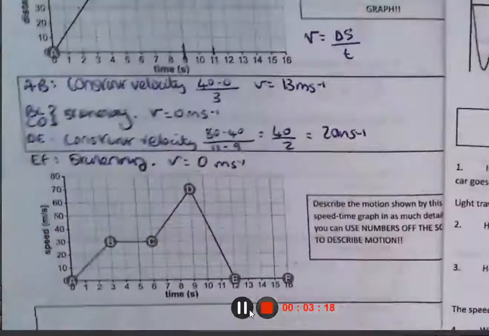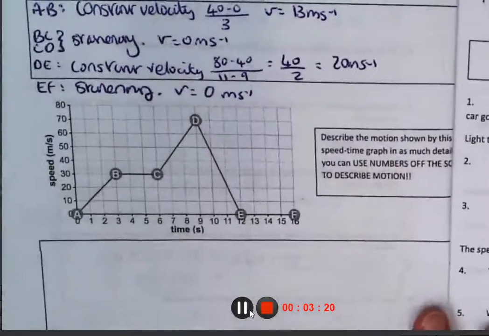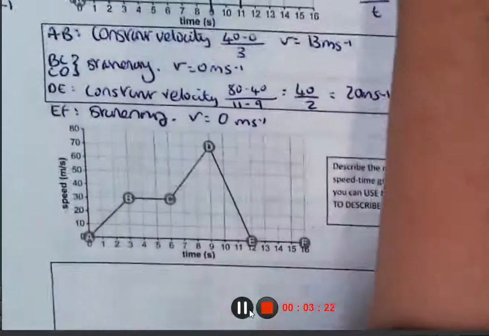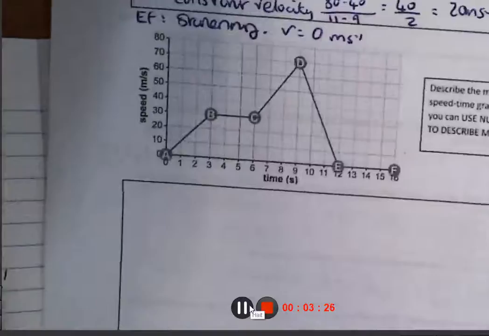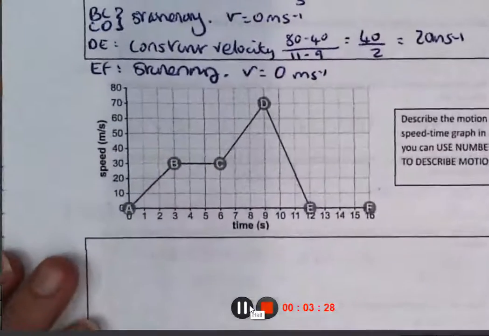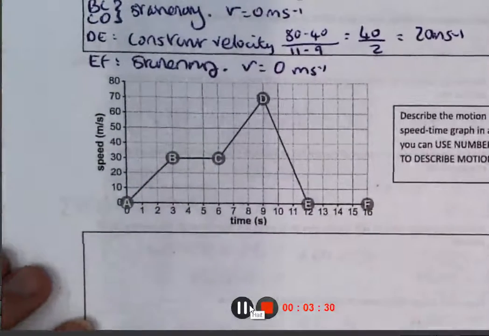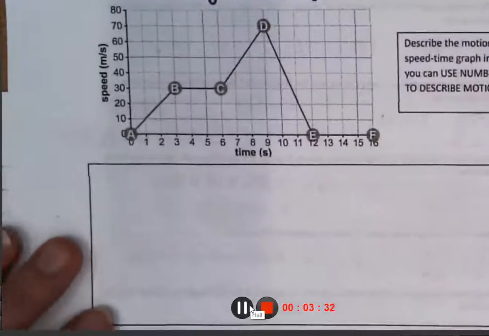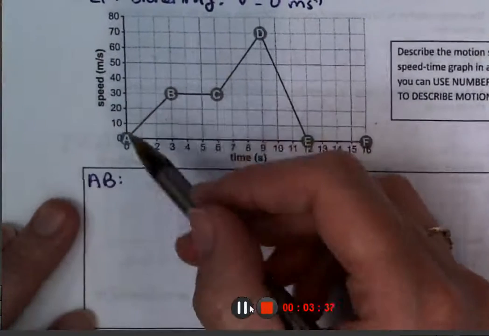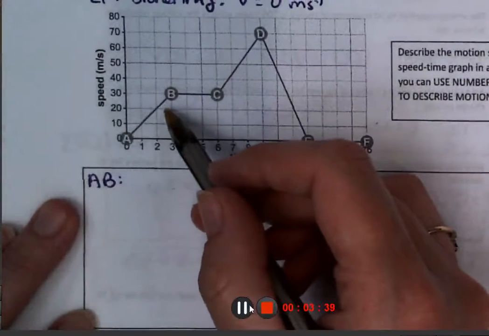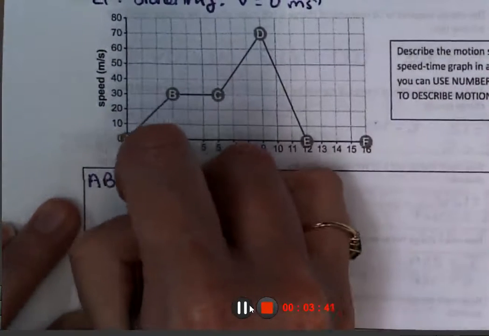Let's look at our speed or velocity time graph. It should really be velocity time graph rather than speed. So I'll move this a little bit. Okay. So again, we've got our sections, and we're going to use the numbers to describe the motion. If we look at section A to B, a positive gradient on a velocity time graph tells us that we have constant acceleration.